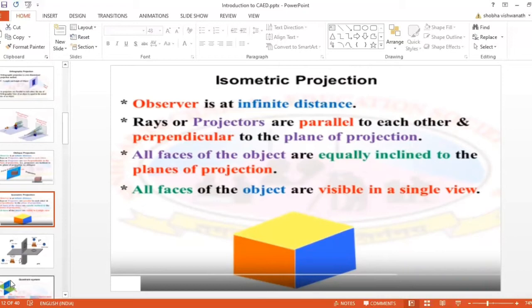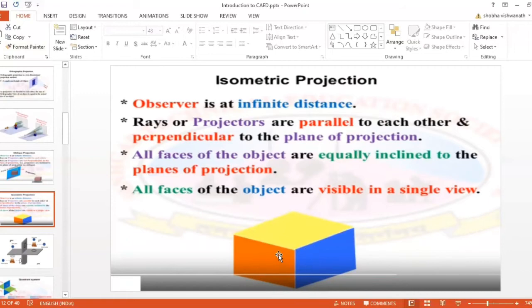That is, all the faces of the object are equally inclined to the plane of projection. But all the faces you can visualize in one single view. You can see here, in one single view, you can observe three faces of the object. That you can call isometric projection.